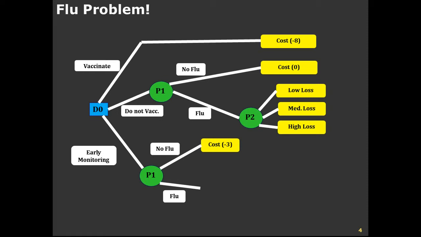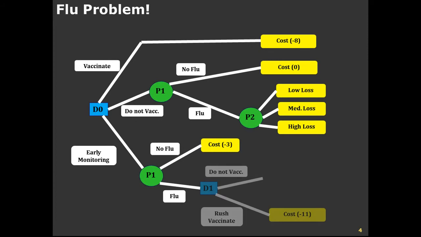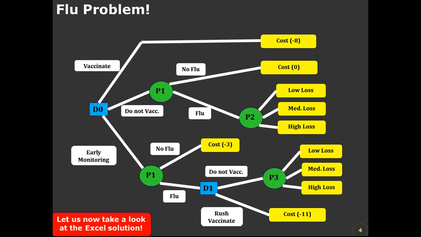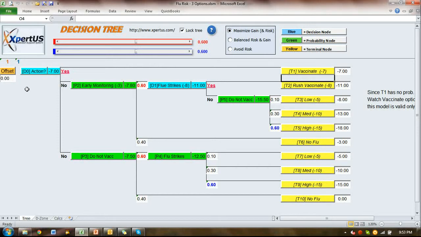Likewise, if we set up an early monitoring system, there could be the situation of no flu and flu. And at that point, we can decide whether we wish to rush vaccinate or we do not wish to vaccinate at all with the associated losses. So this is our decision tree. Now we can model this on Excel.